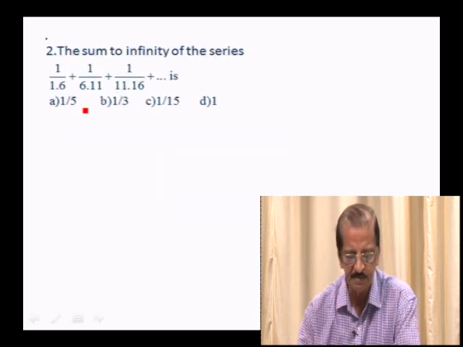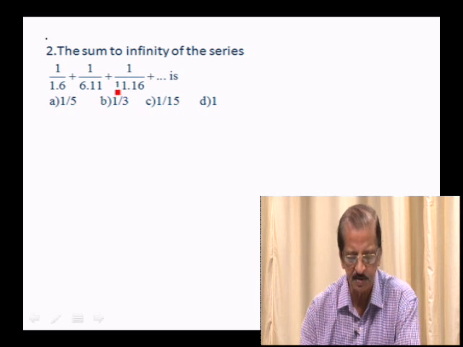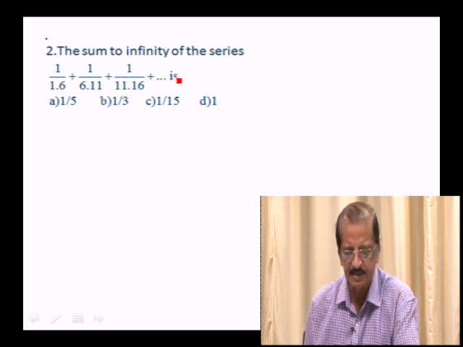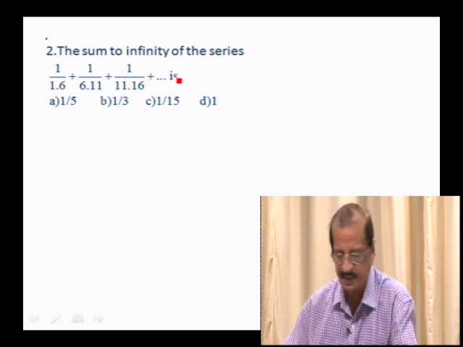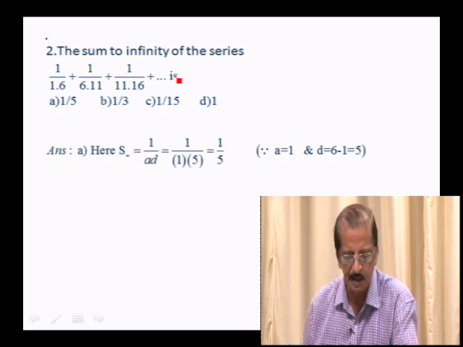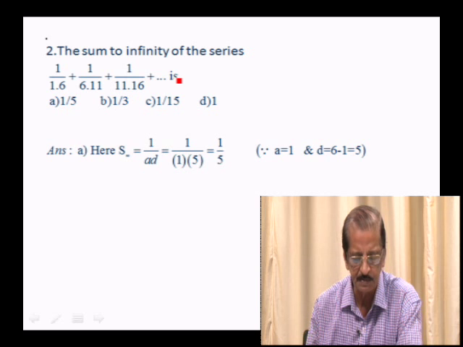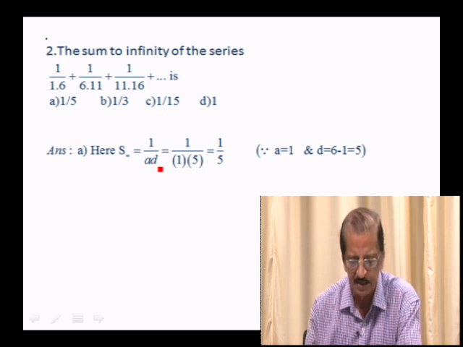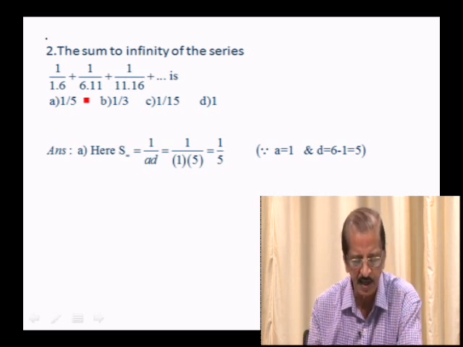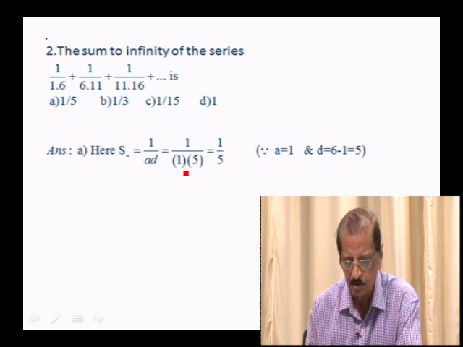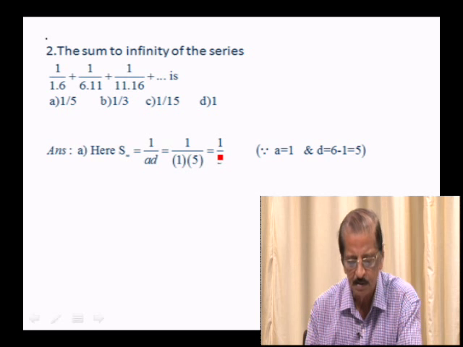Sum to infinity of the series 1 over 1 into 6, 1 over 6 into 11, 1 over 11. Similarly here, they have asked for the sum to infinity. When sum to infinity is asked, it is very easy, apply the formula 1 over a into d. So 1 over a into d, a is 1 and d is 5. So the difference of these two, 1 into 5, 1 by 5. So the answer is option A.